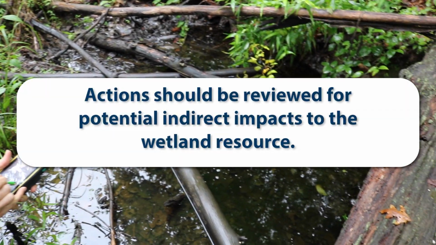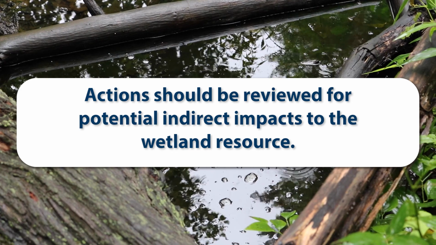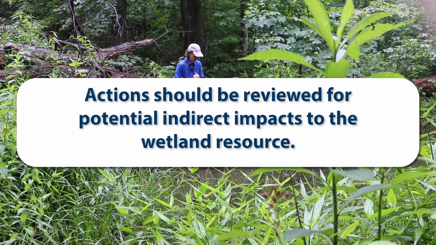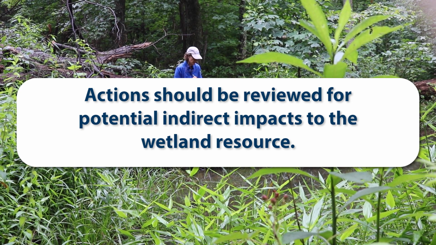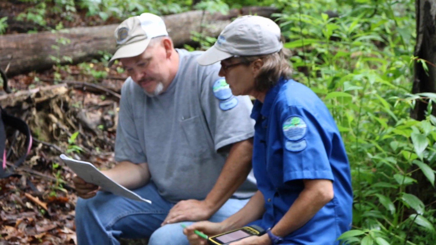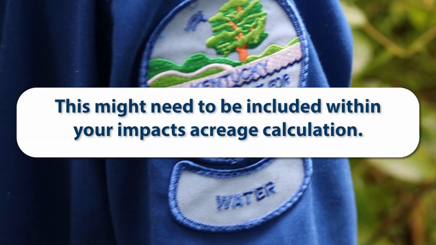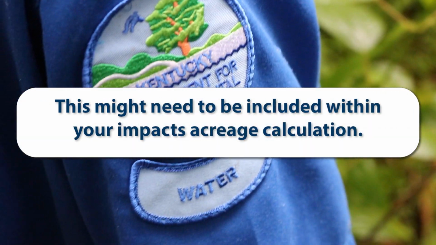Actions that occur adjacent to a wetland area, that alter the hydrology of the area, or that could potentially drain a wetland area, such as new culvert installation, should be reviewed for potential indirect impacts to the wetland resource. This might need to be included within your impacts acreage calculation.